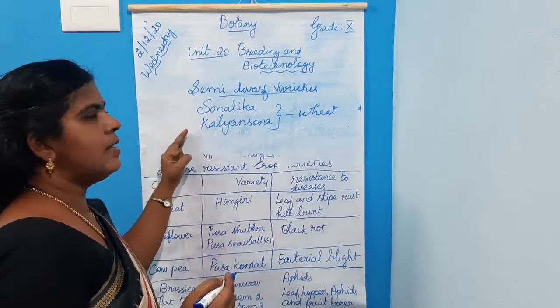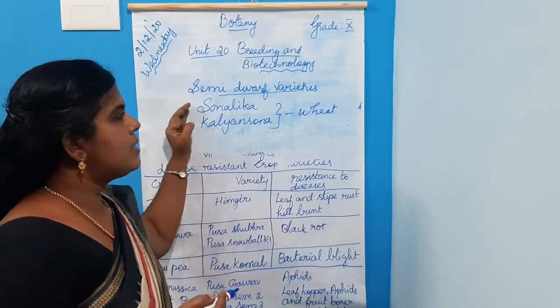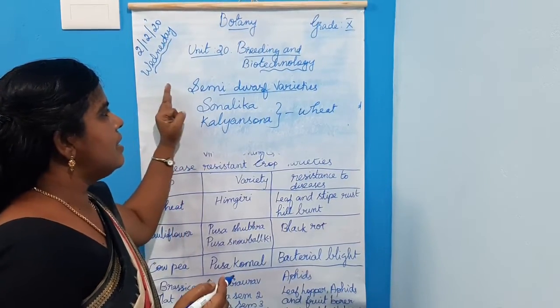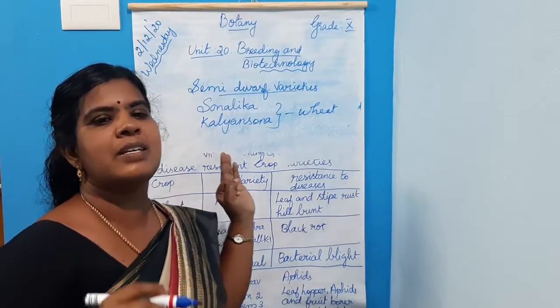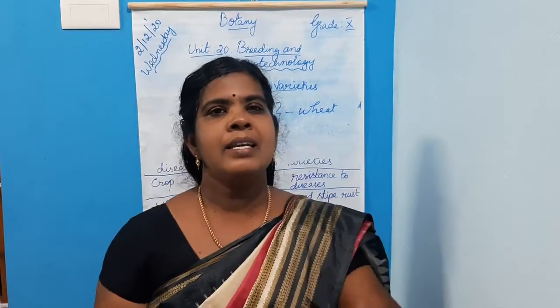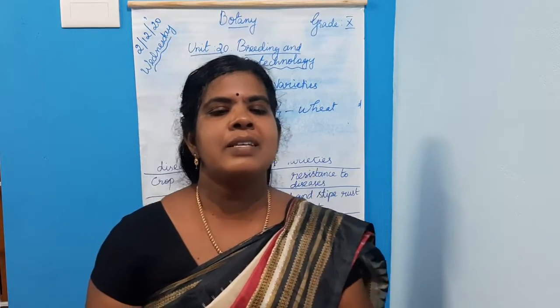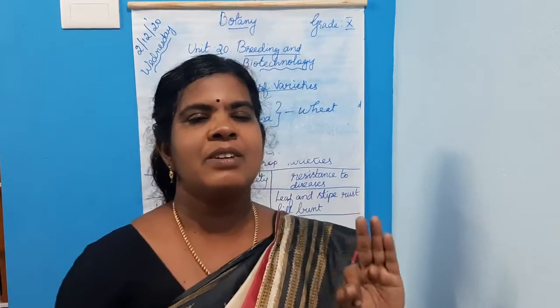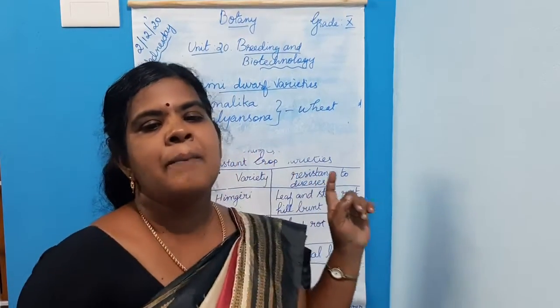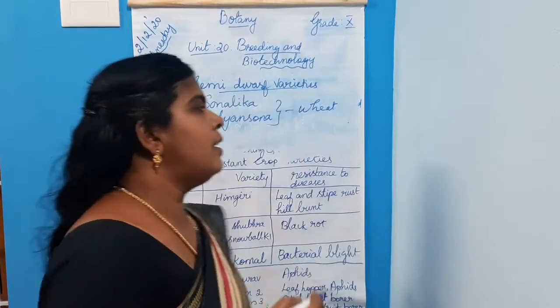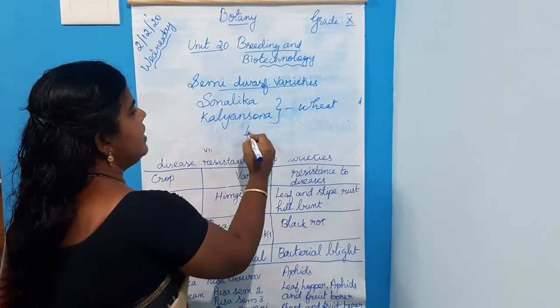Okay, these varieties are introduced from Mexico. These varieties possess three important characteristic features. What are they? High yielding, semi-dwarf, fertilizer responsive. These wheat varieties are developed from where? Mexico. Okay, next one, the rice variety IR8.